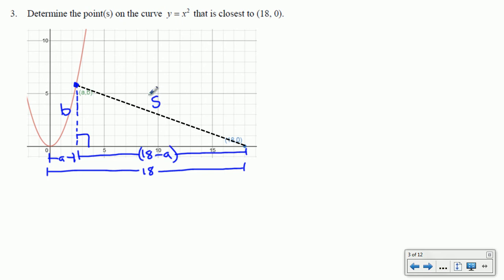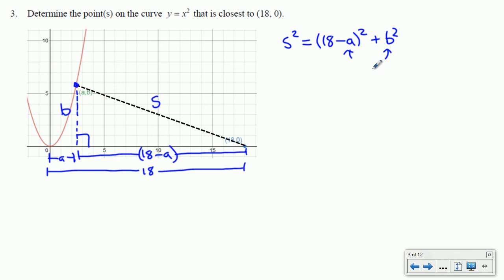Now I can write s in terms of a and b using Pythagoras' theorem. So I can write s squared equals (18 minus a) squared plus b squared. Now unfortunately, we have two separate variables for this equation.